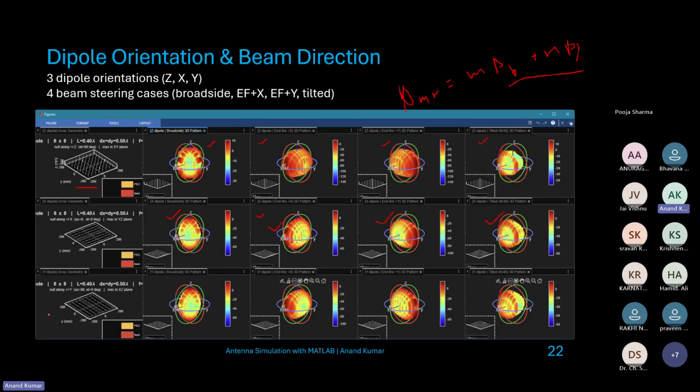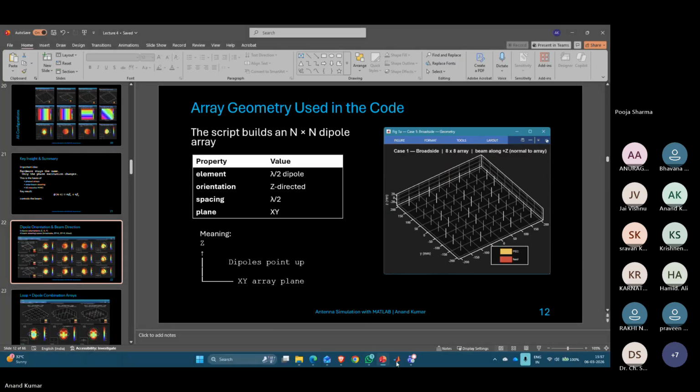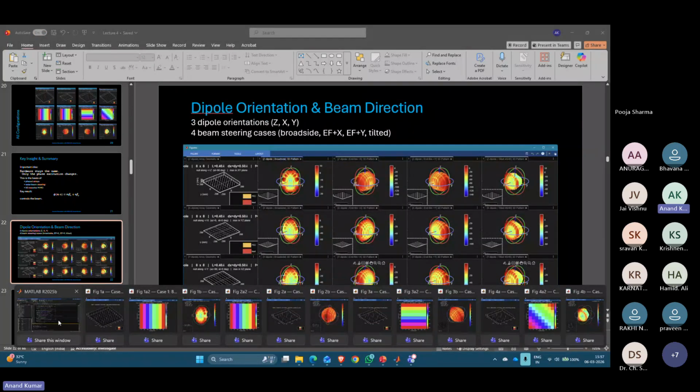And you can also do it again with y-directed dipoles. This is x-directed dipole, and this is z-directed dipole. In the xy plane, again, you can have in x direction, y direction, 45 degrees, and broadside. Right. So there are many possibilities. The script is also with you. I can run this script also, so let us run this script.